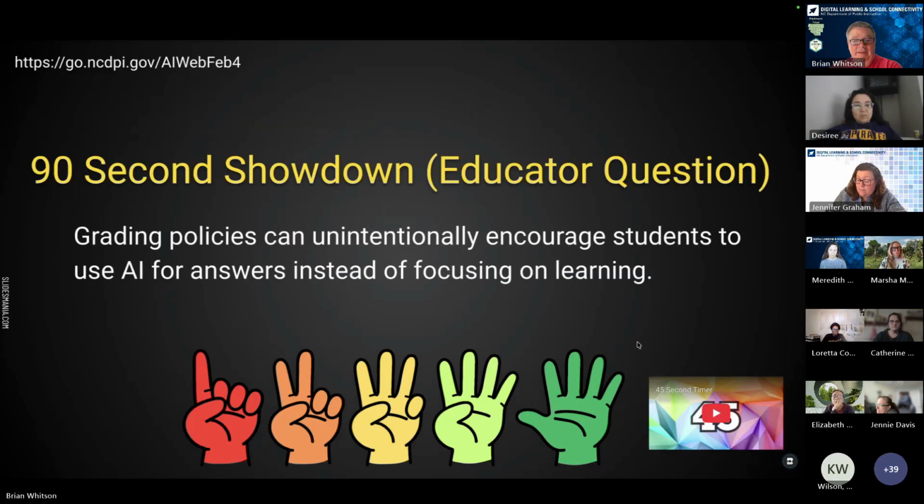Now, we are going to start with this question. Actually, because of time, yep, we're going to start with this question. Grading policies can unintentionally encourage students to use AI for answers instead of focusing on learning. So think about it and then share your response in the chat.